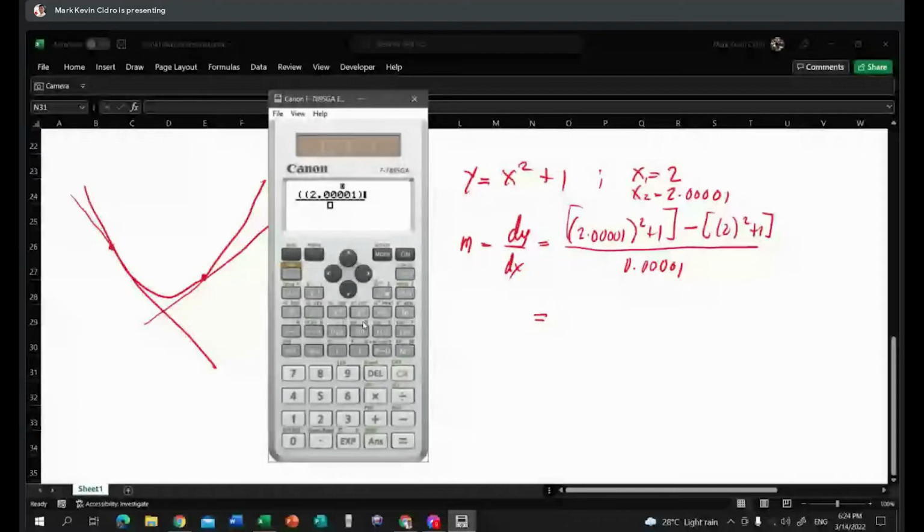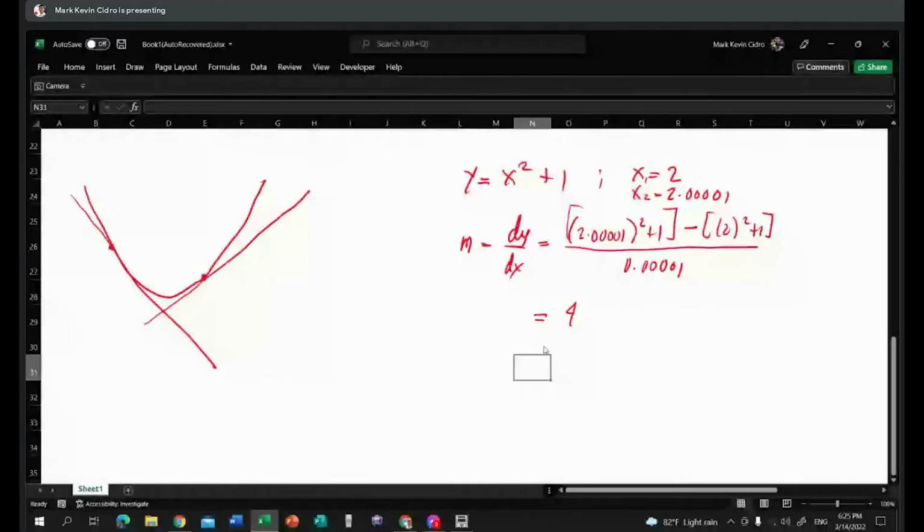2.0001 squared plus 1. Let me try to solve it also so that your classmates can see. This is 2 squared plus 1. So the result is 4.0001, right? Let me put it here. This is 4.0001. This is almost equal to 4. Meaning, your slope is equal to 4.